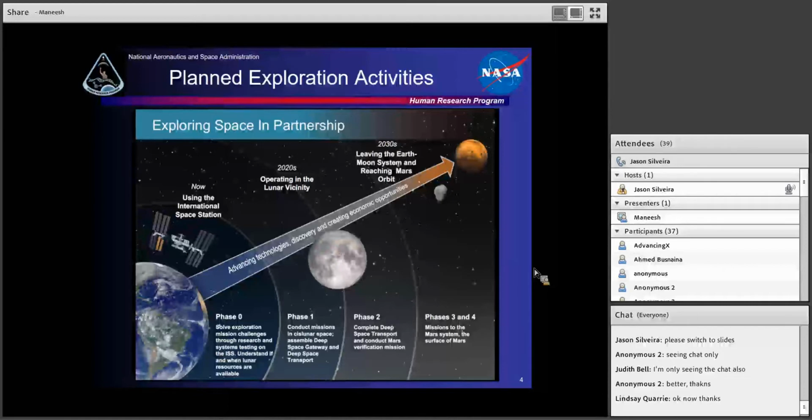Phase 2 would be to complete those studies and conduct Mars verification missions. Discussion we've had would be potentially a 1-year mission or something like that while we're in cislunar orbit, making those studies more similar to what we might see with longer exploration. Phases 3 and 4 are missions to orbit and/or land on the surface of Mars. And as you can see from the timeline, we're talking 2030s for that.